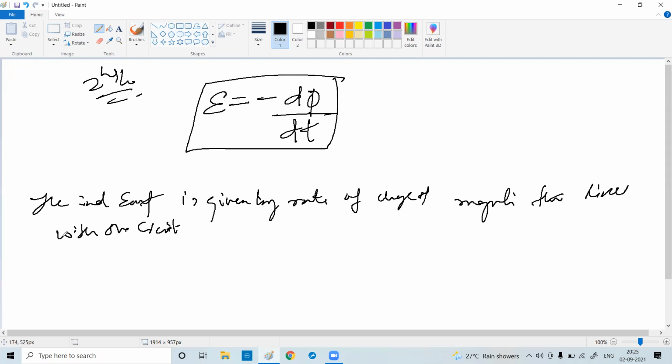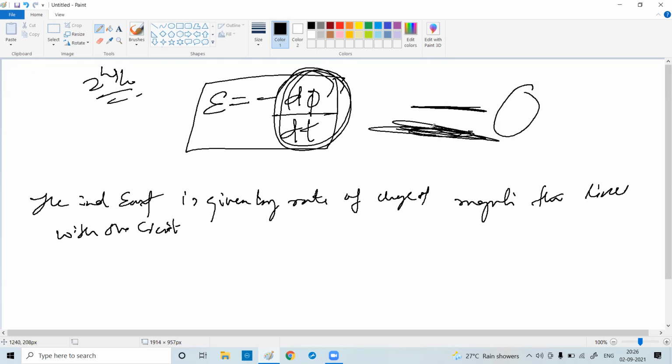Sir, can you explain once again? The induced EMF is equal to the rate of change of the magnetic flux with the circuit. कितना रेट में चेंज हो रहा है? अगर ये रेट ज्यादा है, if d phi by dt is more, if you are slowly taking the magnet, then the EMF produced will be less.